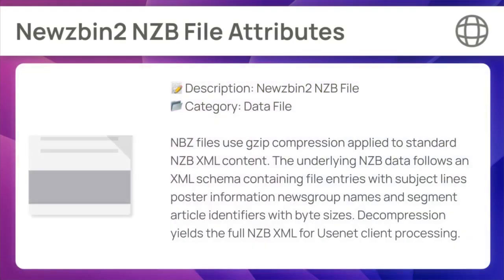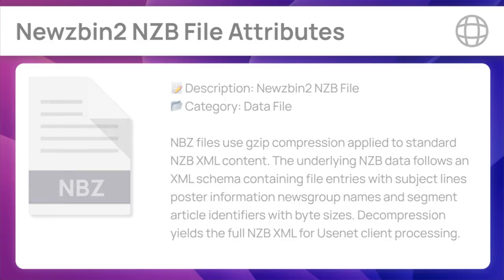NBZ files use gzip compression applied to standard NZB XML content. The underlying NZB data follows an XML schema containing file entries with subject lines, poster information, newsgroup names, and segment article identifiers with byte sizes. Decompression yields the full NZB XML for Usenet client processing.